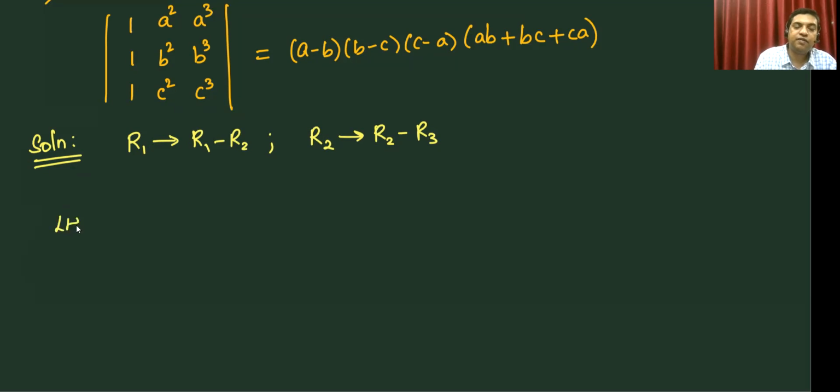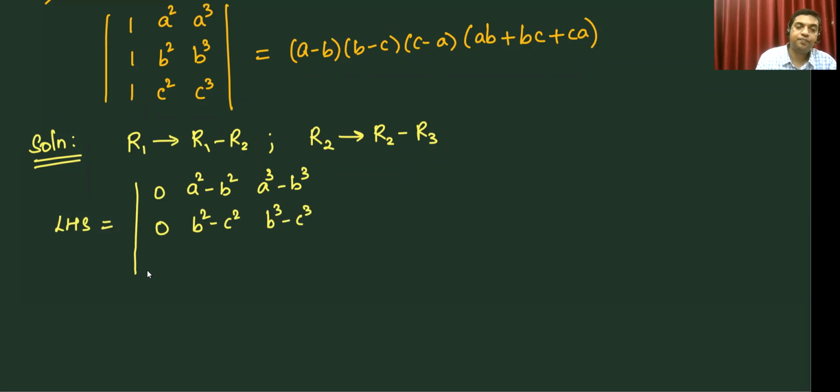Okay, so left hand side becomes 0, a square minus b square and a cube minus b cube. Then you get 0, b square minus c square, b cube minus c cube. And last one, 1 c square c cube. Okay, this also you can do, or you can do, as I said, keep R1 as it is and do the other two.